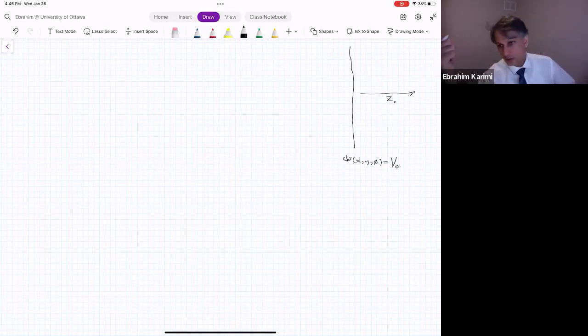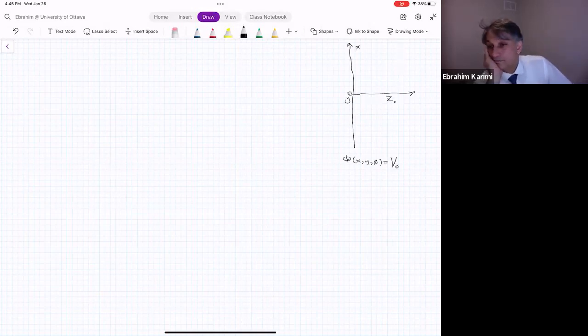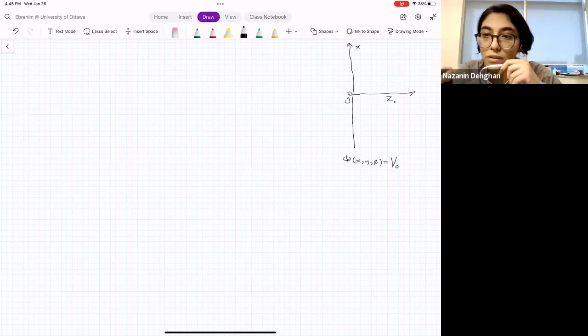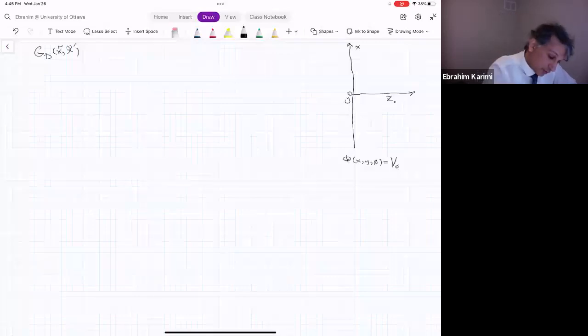First of all, which problem are we solving or facing? What is known at the surface? Phi itself, so it should be Dirichlet again. Again, Dirichlet. So remember, you are dealing with GD of x and x prime. And that's a point charge here.